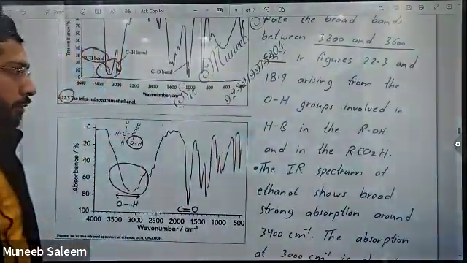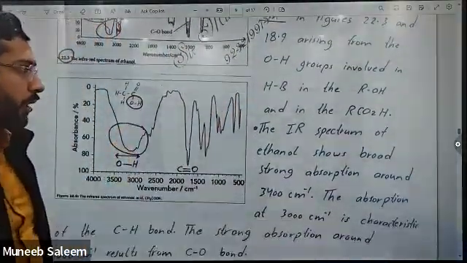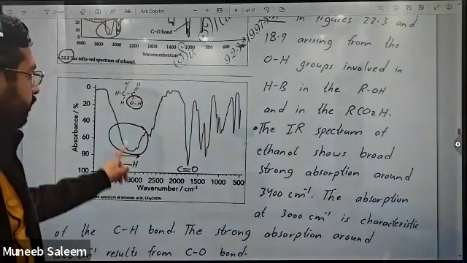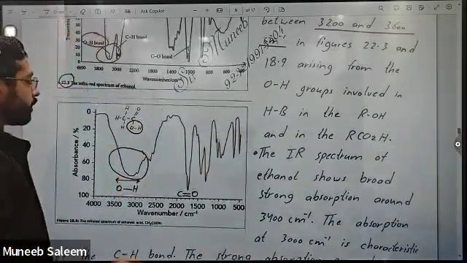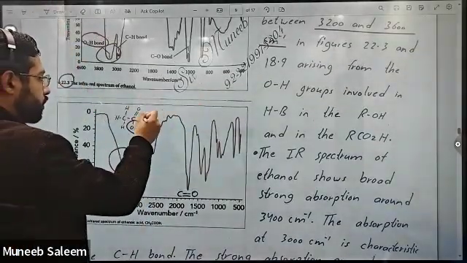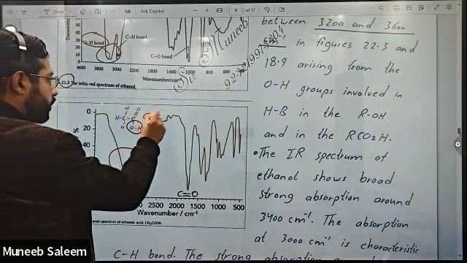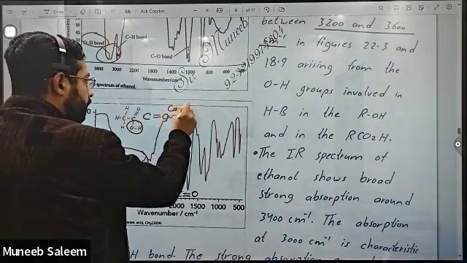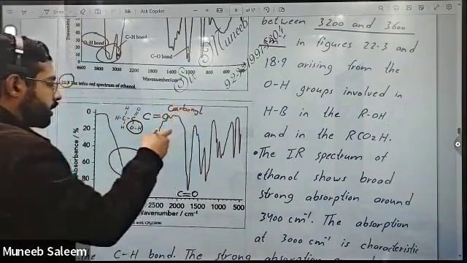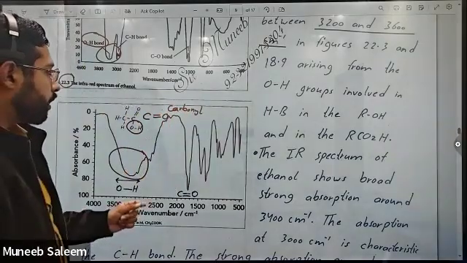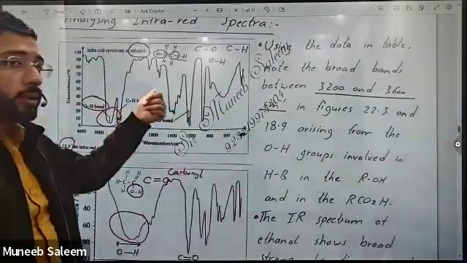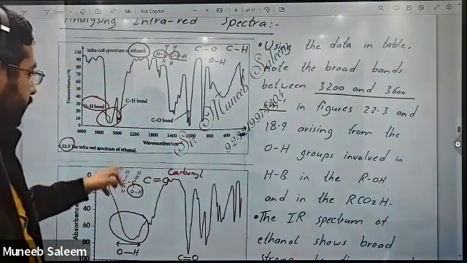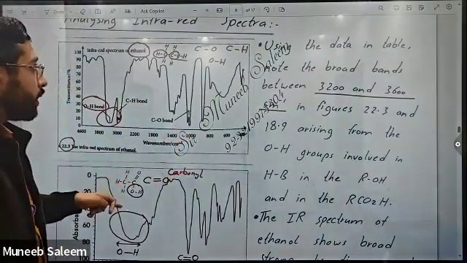Arising from the OH group involved in the hydrogen bond in the alcohol and in the carboxylic acid. Now, the next thing is that we should also consider the peak of the carbon to oxygen double covalent bond, which we know as the carbonyl group. So the carbonyl group must also be indicated in terms of its peak, which is not present in the case of the alcohol. Alcohol does not contain the carbonyl, but the carboxylic acid does.